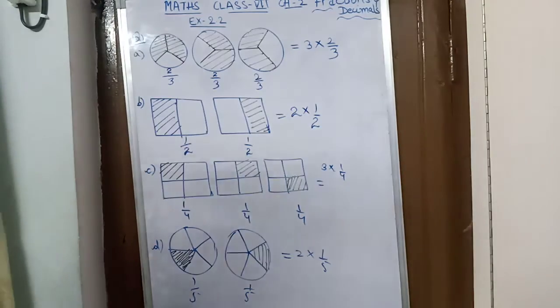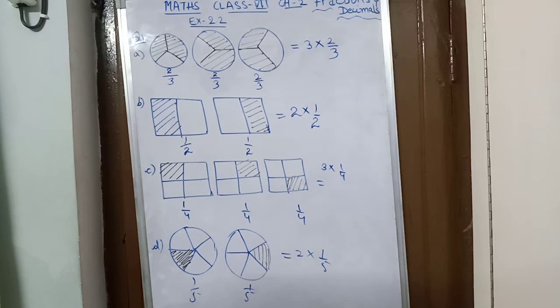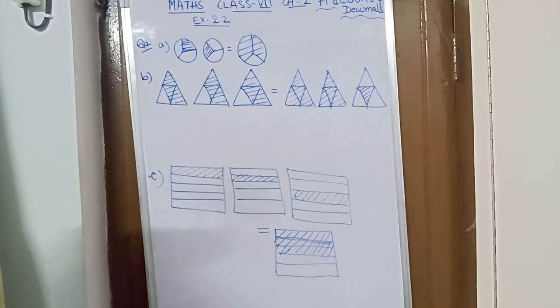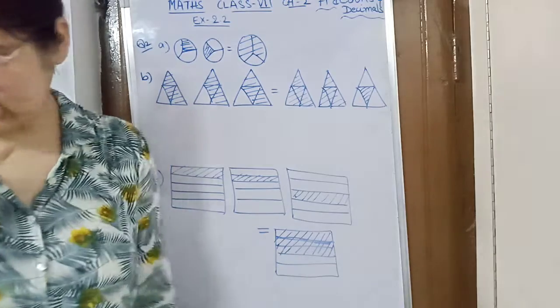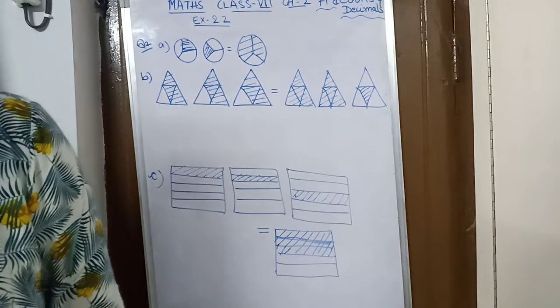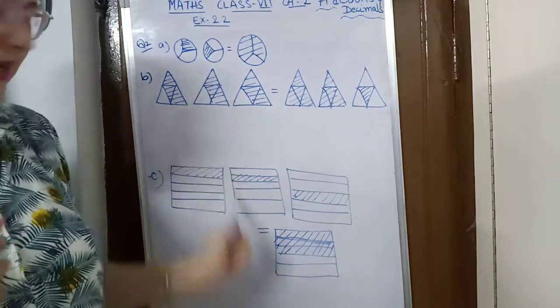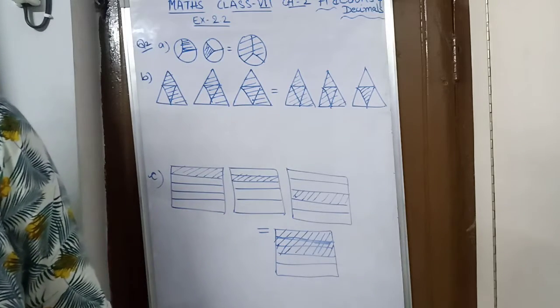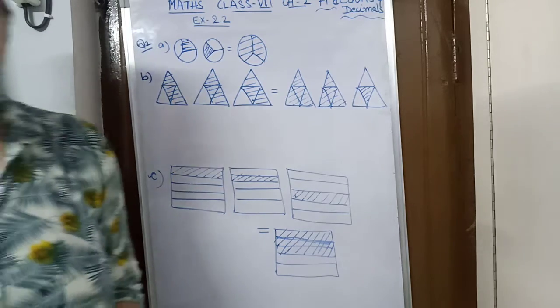Okay, so first question is done. Now come to second question. Now students, in question number 2, see what they are saying. They are saying some pictures A to C, that means A, B and C are given below. Tell which of them show first, second and third part.